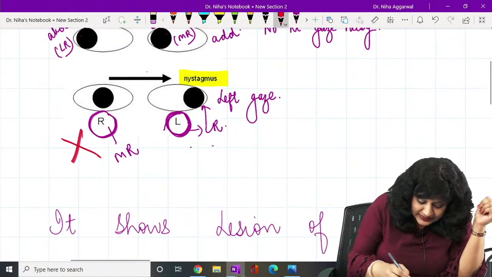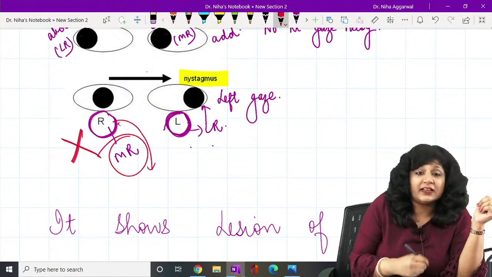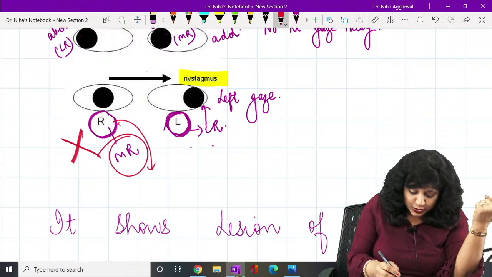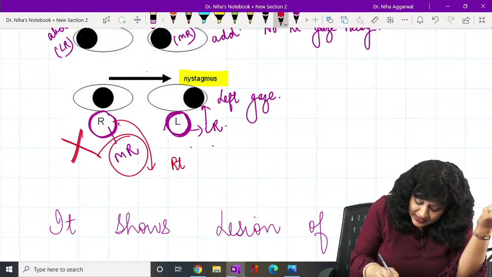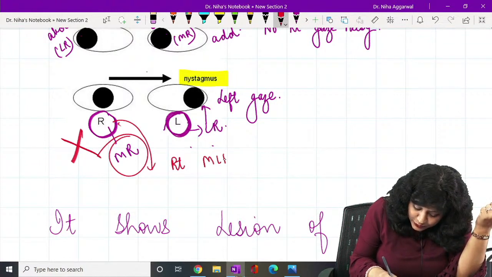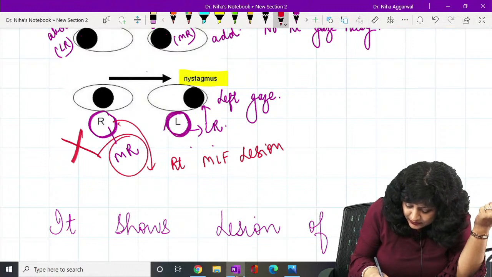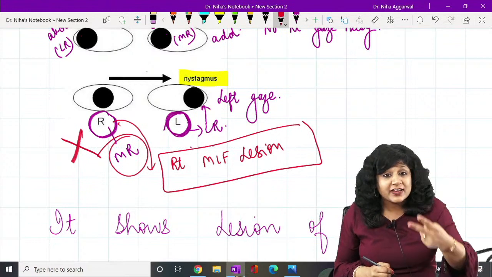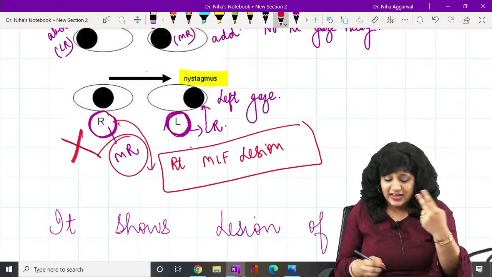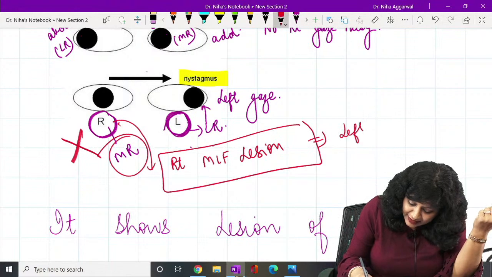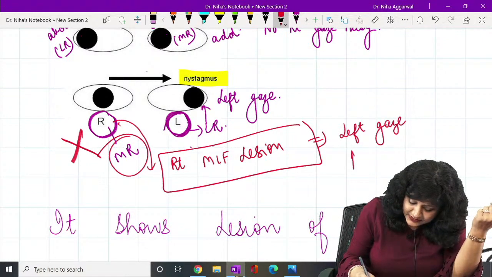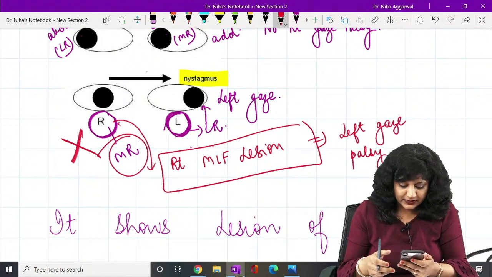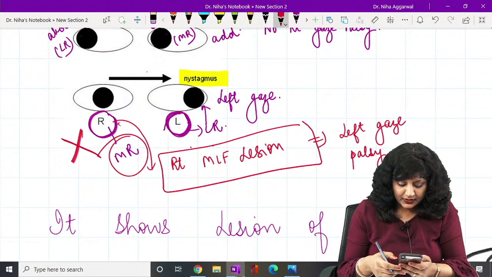So that means the right eye medial rectus deficit with contralateral abduction nystagmus. So this means that there is a right eye medial longitudinal fasciculus lesion, due to which the person is not able to adduct and he is showing the left gaze palsy. And that is why he is showing the left gaze palsy.